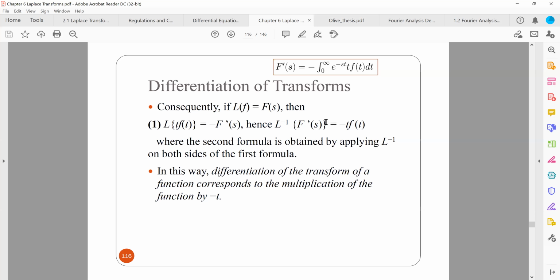What I was saying is if you have a function f(t) and its Laplace transform is F(s), and you take the Laplace transform of t times that f(t), its Laplace transform is going to be the negative of the derivative of the Laplace transform of f(t). It's a mouthful, but we will look at some examples. So in this way, differentiation of a transform of a function corresponds to the multiplication of the function by negative t.